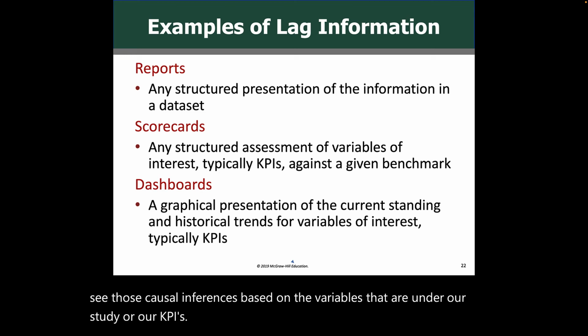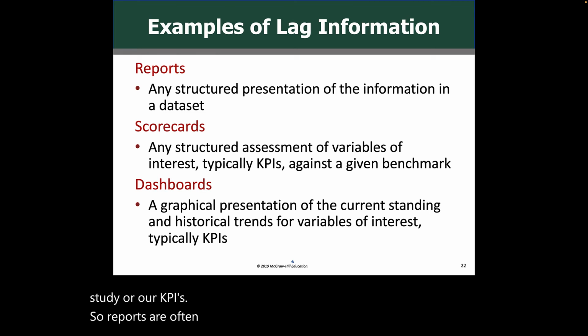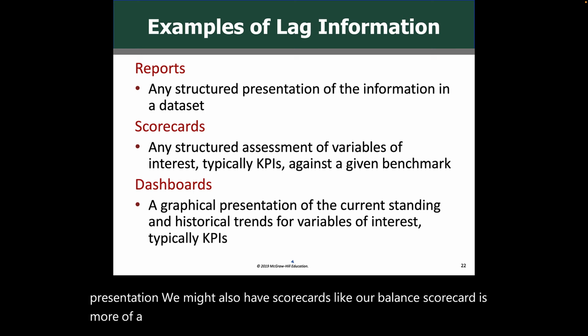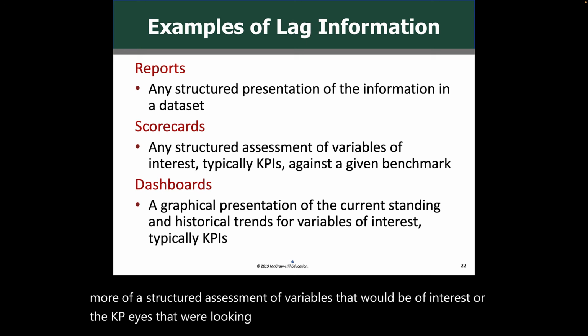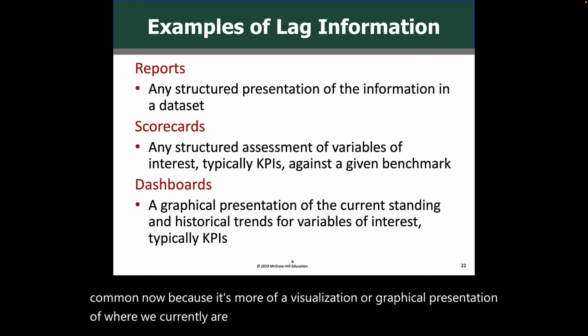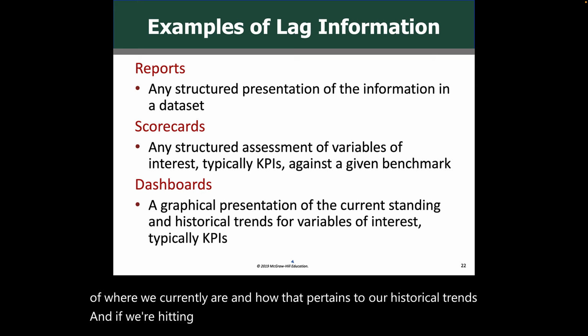So reports are often one type of lag information, right? We would do a presentation. We might also have scorecards, like our balanced scorecard is more of a structured assessment of variables that would be of interest, or the KPIs that we're looking for. Dashboards, those are probably the most common now because it's more of a visualization or a graphical presentation of where we currently are and how that pertains to our historical trends, and if we're hitting those KPIs that we need to.